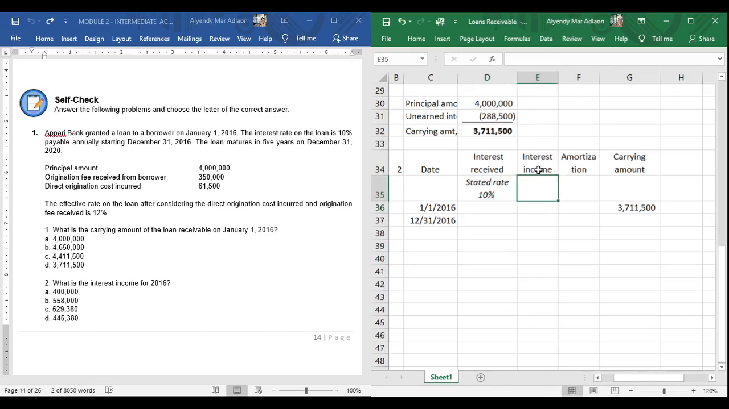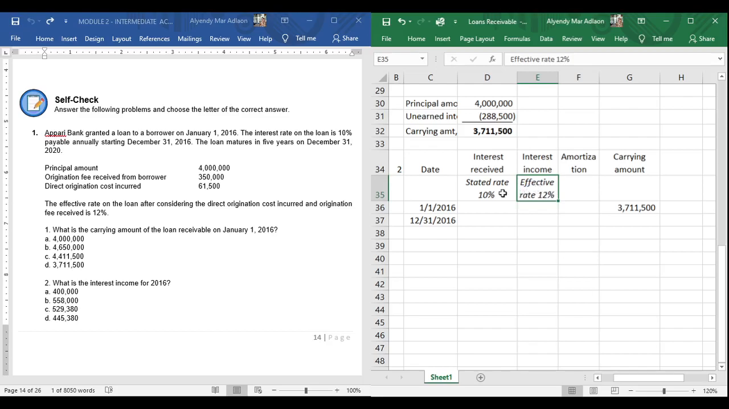Now, for the interest income, our basis is different. Because in computing for the interest income, it is not only the interest received that we consider as interest income. It would include the unearned interest income coming from the origination fee and direct origination cost. That is the reason it was changed to 12%. And that is what we call the effective rate. So, in this case, the effective rate is 12%.